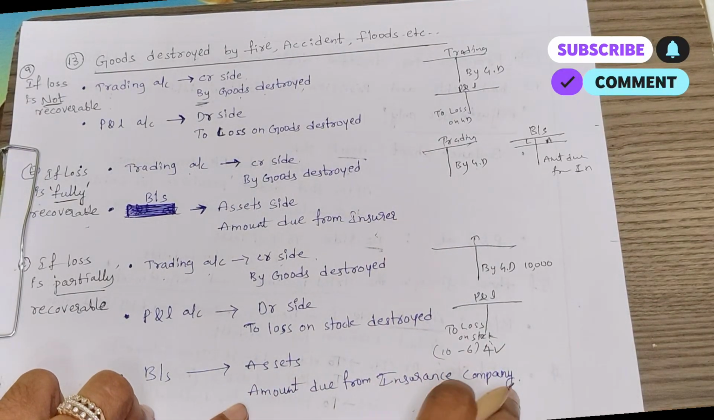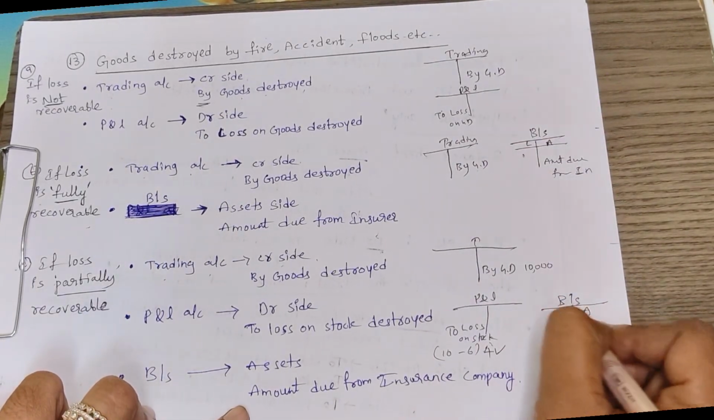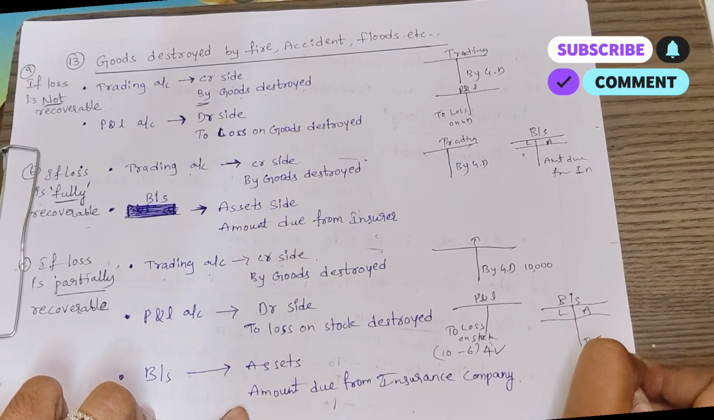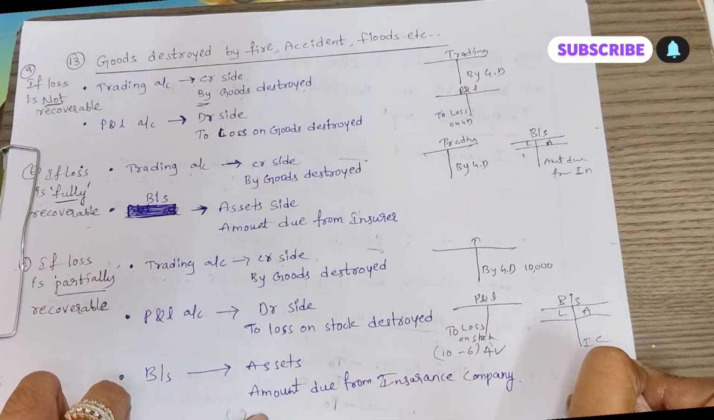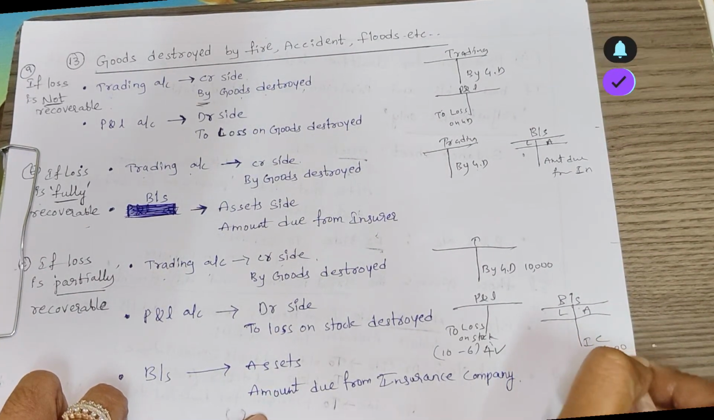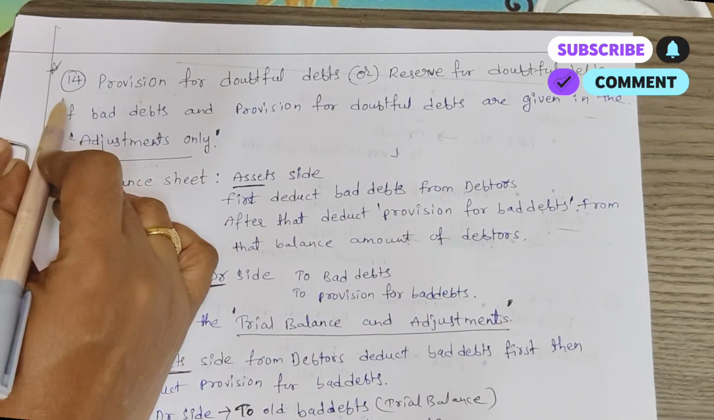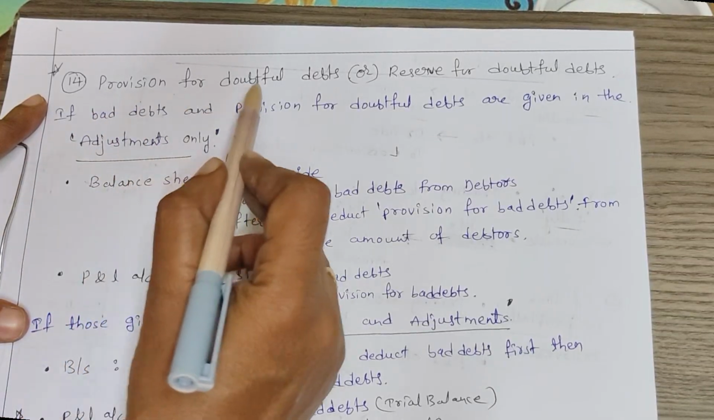Amount due from insurance company. So in the balance sheet, we have liabilities and assets. From the asset side, what should we write? Insurance claim or amount due from insurance company. What is the amount? 6,000, because the insurance company has agreed to pay 6,000 rupees, so we need to show 6,000 on the asset side.